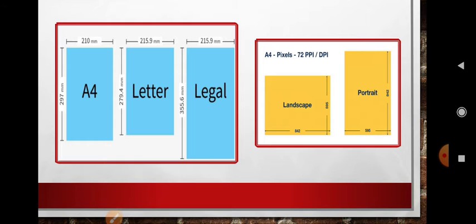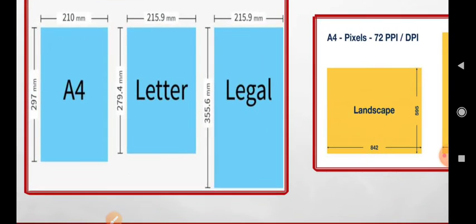Now see, I had shown you the examples of your paper size and orientation. Okay, so A4 size. Now basically A4 size is 210 mm and 297 mm in the vertical position. Letter size is 215, means somewhat bigger than the A4 size.